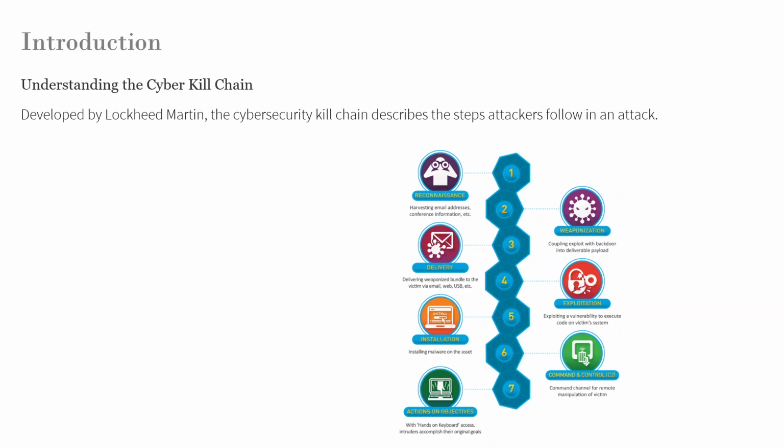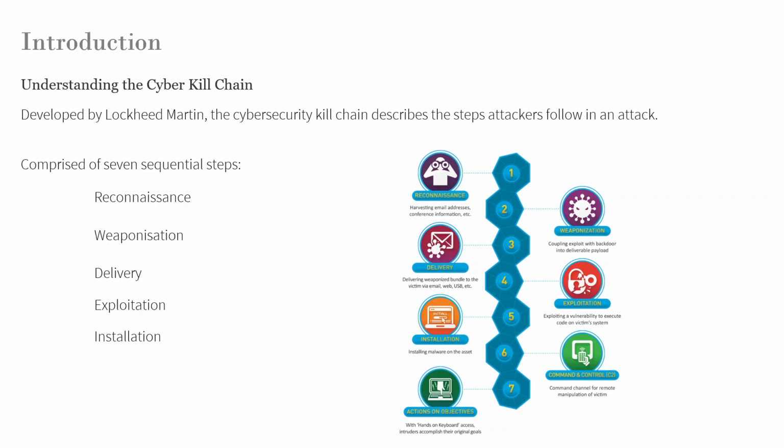The cyber kill chain, developed by Lockheed Martin, describes the 7 sequential steps of an attack. These include reconnaissance, weaponization, delivery, exploitation, installation, command and control, and actions on objectives. Breaking one step disrupts the entire attack.